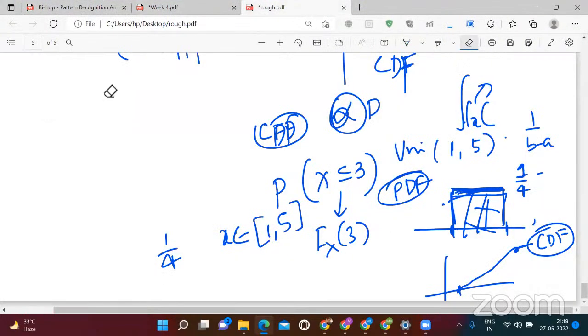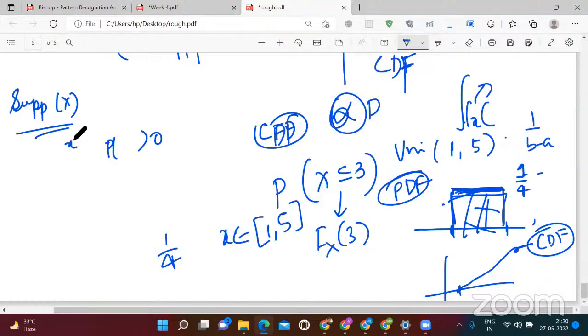If you are asked to calculate the support, it is a simple thing. Support of X is all the values of X where the probability value is greater than 0. This holds for both discrete and continuous. Support is simply the range of all values where the probability is greater than 0.